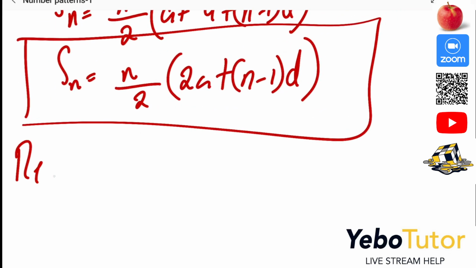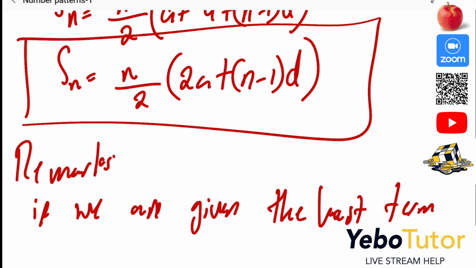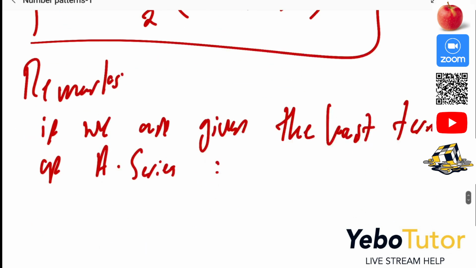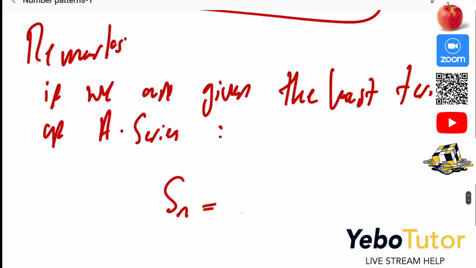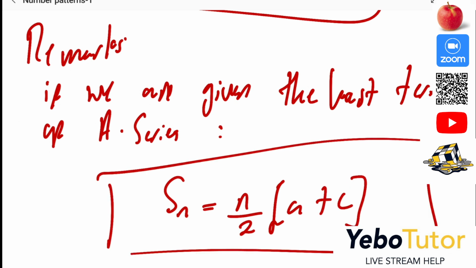And also, we can have the remarks as well, which is very important: if we are given the last term of this series, let's say arithmetic series, then you can use this equation. The sum of the first n terms will be equal to N over 2 multiplied by A plus the last term. So that's another equation which you can use. So that's a small overview of the arithmetic series. This is very crucial and very important for you to understand.